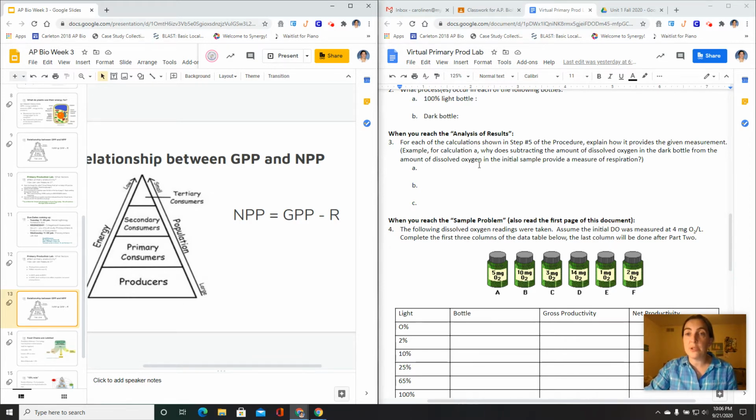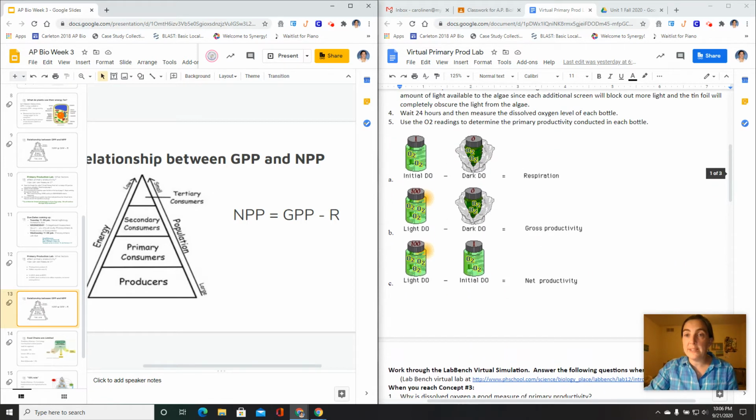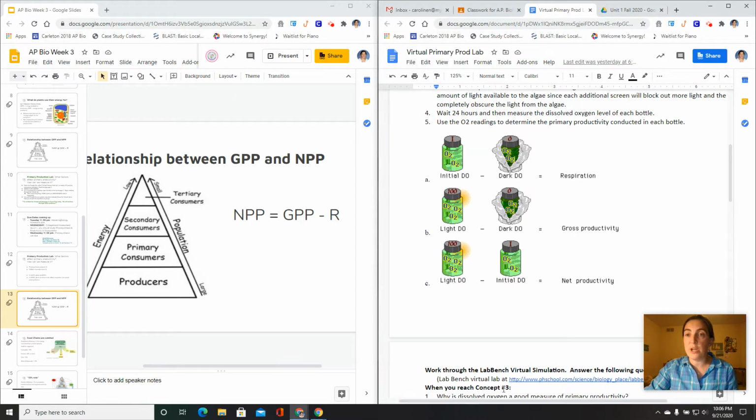The calculations that question 3 is referring to are in the simulation, but they're also shown right here on the bottom of the front page of your Google Doc. So what this is asking you to do is kind of explain why this calculation right here works. So in this case, for letter A, when we take the initial dissolved oxygen and subtract the dissolved oxygen that we measure in the bottle that has been in the dark, what this is asking is, why does that give a measurement of respiration?